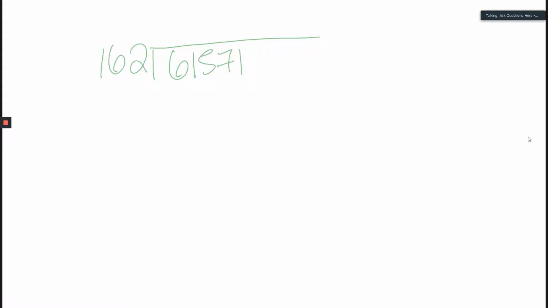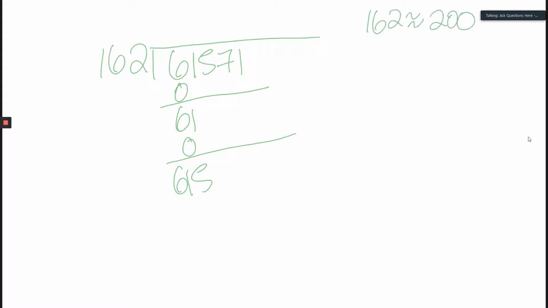So we know that 162 can't go into just the number 6. So we're going to write a 0, bring down our 6 and our 1. 162 can't go into 61. So again, we bring down another 0. So we can bring down 6, 1, and 5. Now we got something that makes sense. So 162, we can round as being 200, close enough to getting us to our 200. And then 615, that's close enough to getting to our 600.